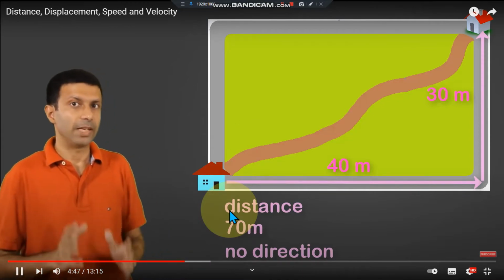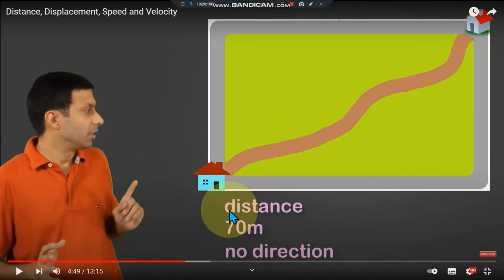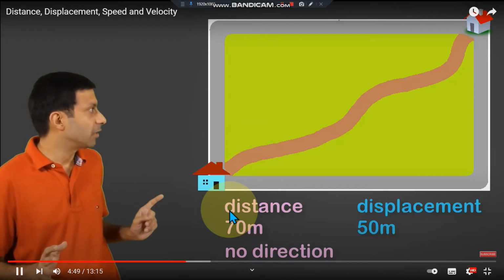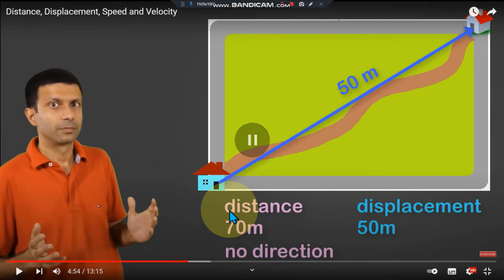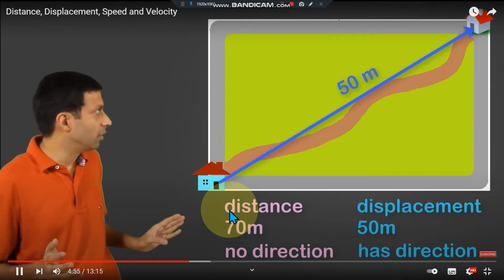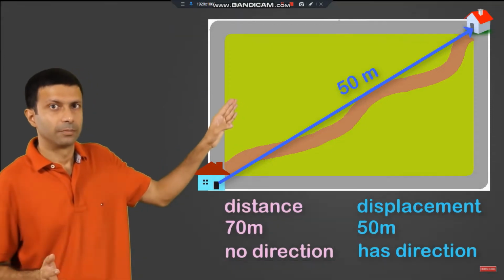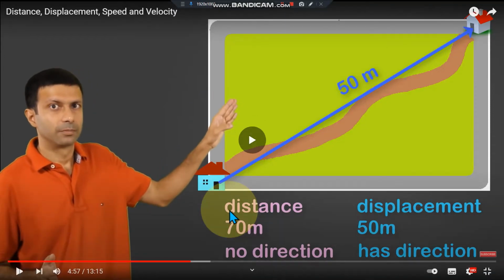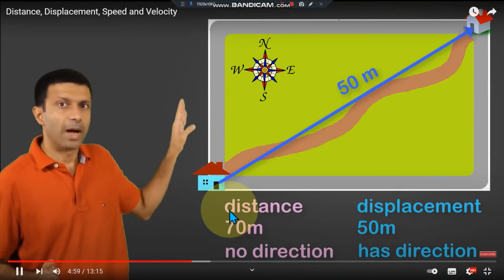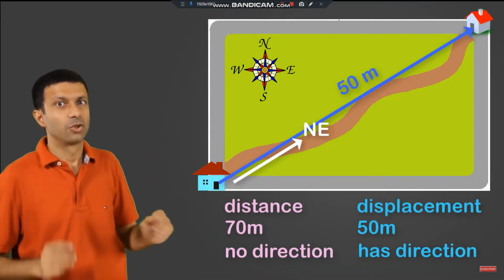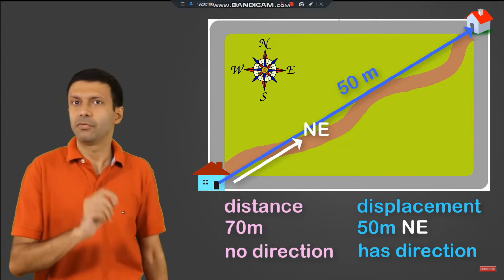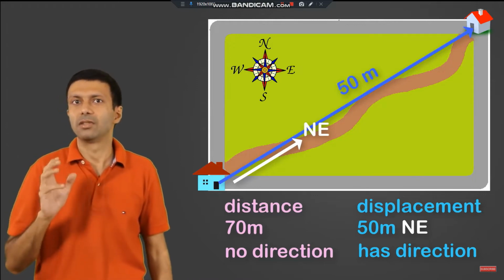But if you look at displacement, displacement has a value of 50 meters. Now what is the direction? The direction is from the initial to the final position. So if this is the north in the map, our direction is going to be northeast. And so your displacement will be 50 meters in the northeast direction.